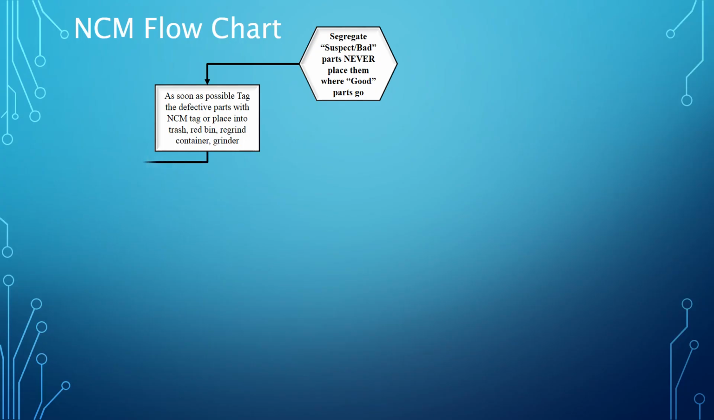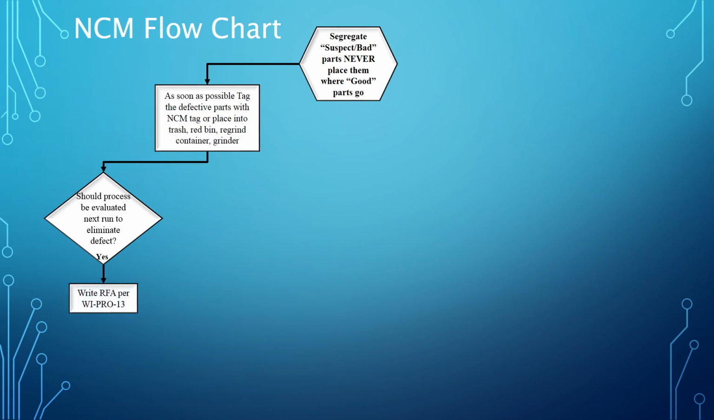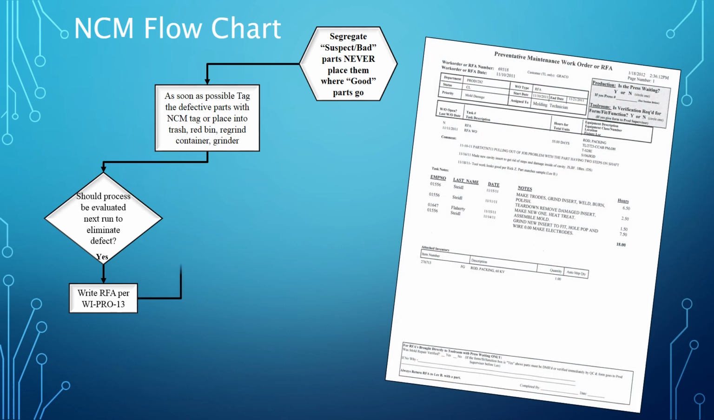Once parts are identified and segregated, the next step for handling non-conforming material or parts should be to determine if an RFA is necessary. If the process needs to be evaluated the next run, complete an RFA and move on to the next step. If no RFA is needed, move on to the next step.